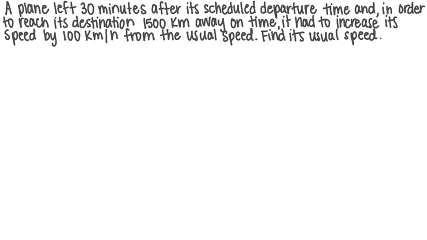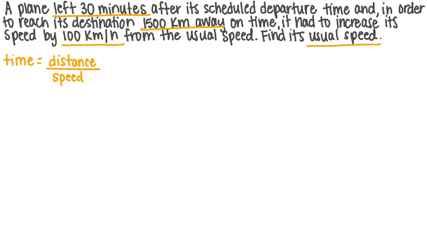So we know a few things. The plane left 30 minutes late. The destination is 1,500 kilometers away. And in order to reach that destination, the plane had to increase its speed by 100 kilometers per hour, and that's from the usual speed. So we need to find the usual speed, what it normally would have went. We can use a formula that says time is equal to the distance divided by the speed.